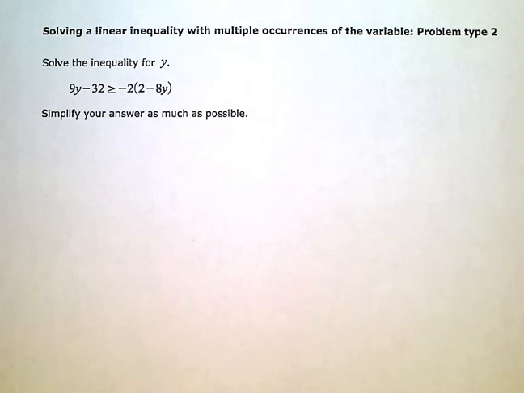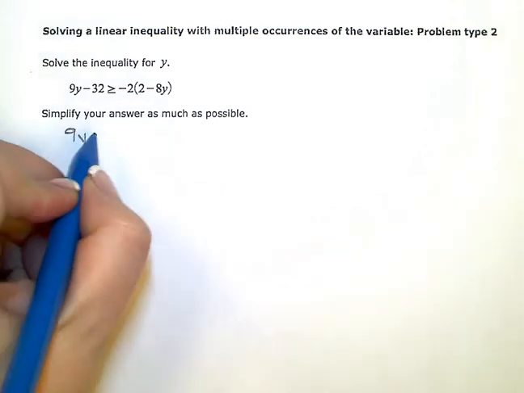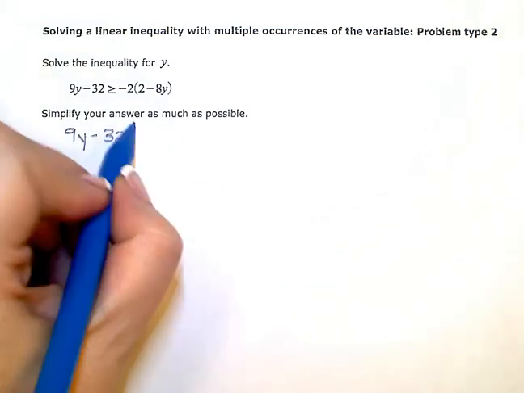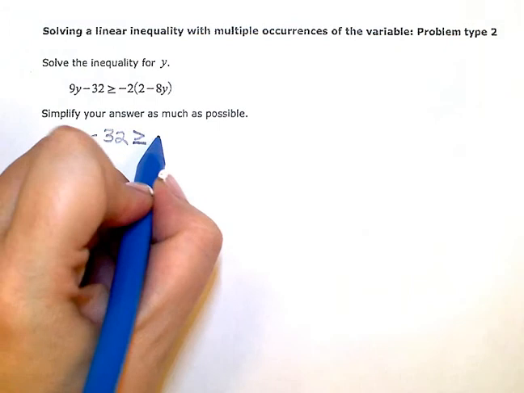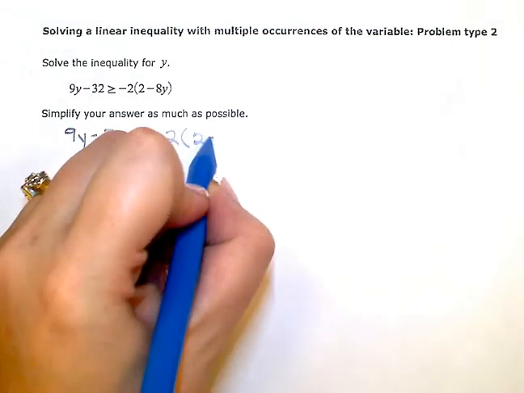Solving a linear inequality with multiple occurrences of the variable, problem type 2. So I want to solve the inequality for y and simplify my answer as much as possible. So I'm going to go ahead and rewrite the inequality down here. 9y minus 32 is greater than or equal to negative 2 times the quantity 2 minus 8y.